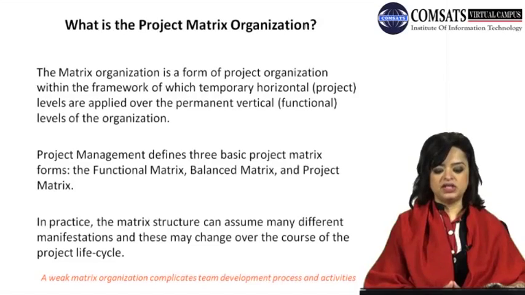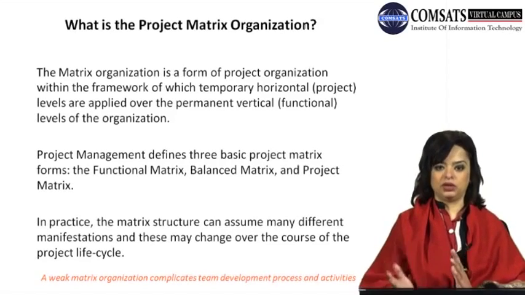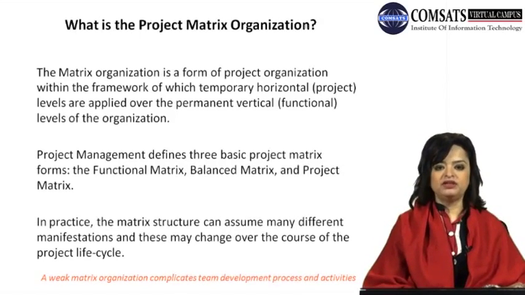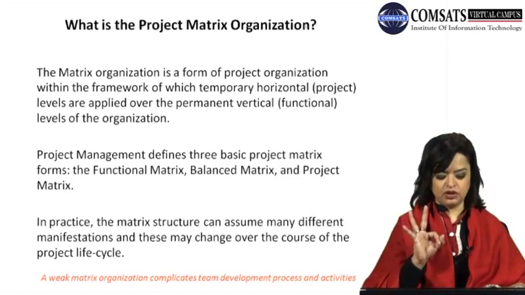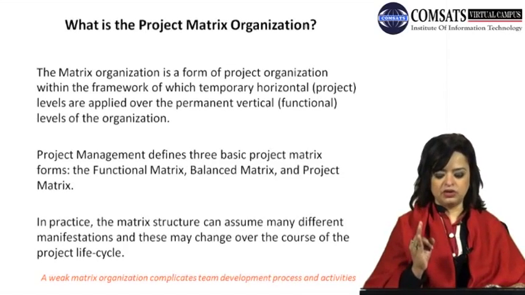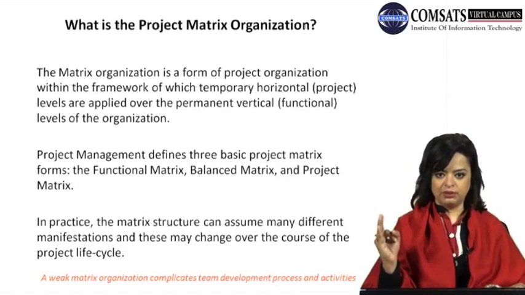The matrix organization is a form of project organization within the framework of which temporarily horizontal project levels are applied over the permanent vertical functional levels of the organization. And you'll understand this more when I show you the picture on the next slide. Project management defines 3 basic project matrix forms. There's a functional matrix, there's a balance matrix, and then there's a project matrix.